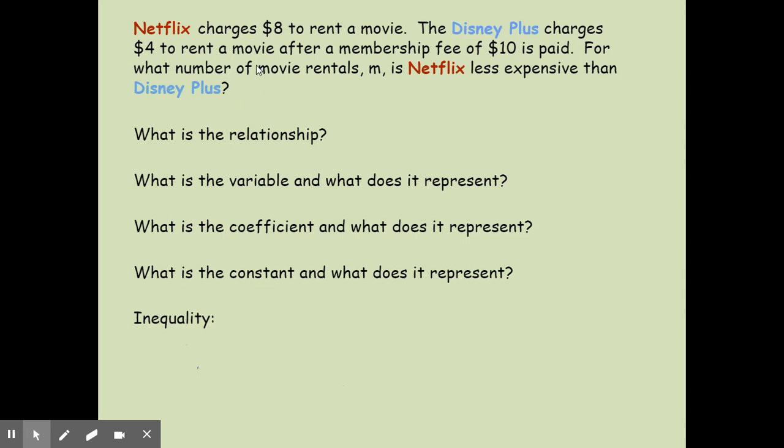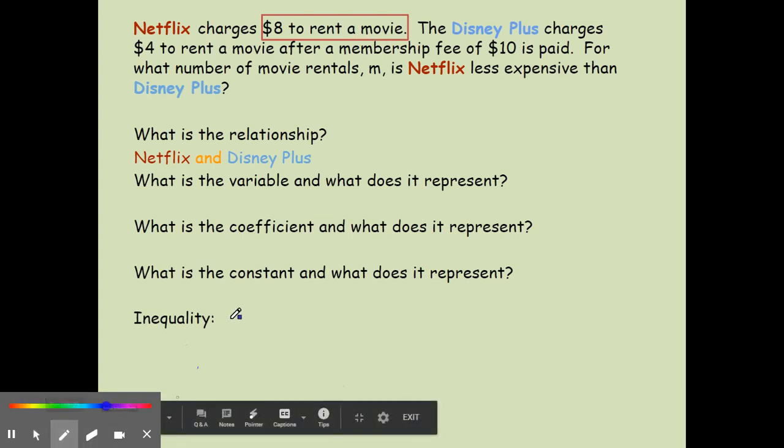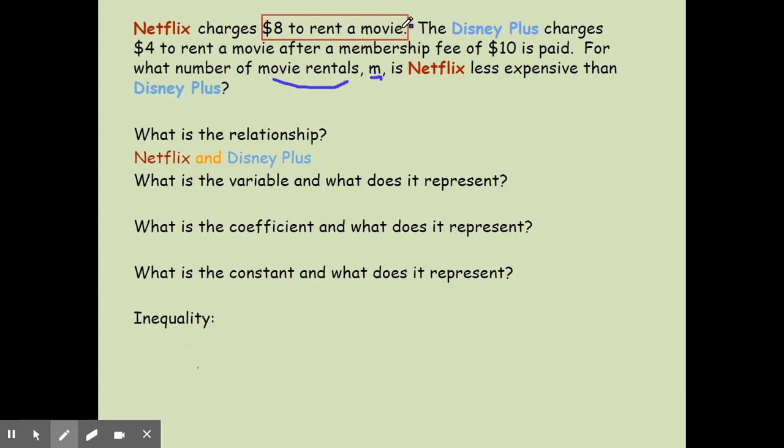Okay, so now I'm gonna find what is my information for Netflix. So we have our relationship. We're talking about Netflix and Disney Plus. Netflix charges $8 to rent a movie. Do I know how many movies I'm gonna rent yet? No. So that tells me that's where my variable is gonna be. I'm gonna use M for movie rentals. So to rent a movie, M.